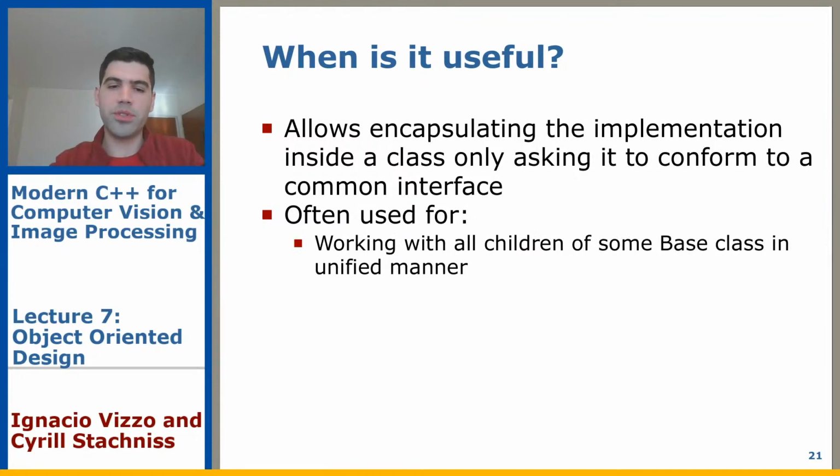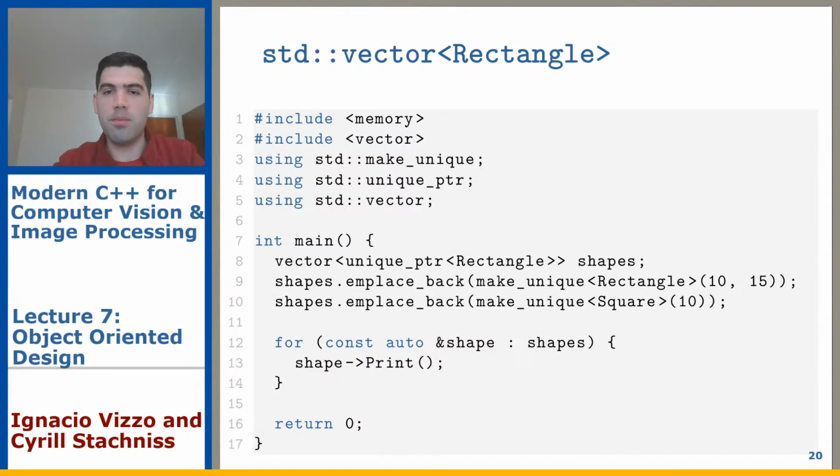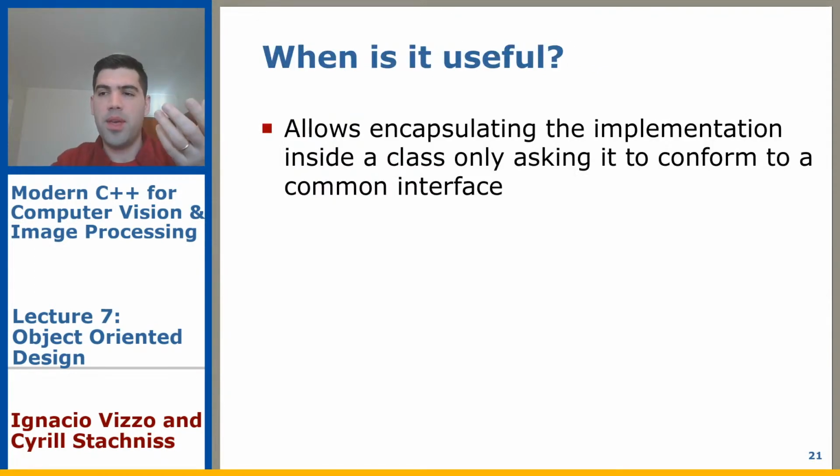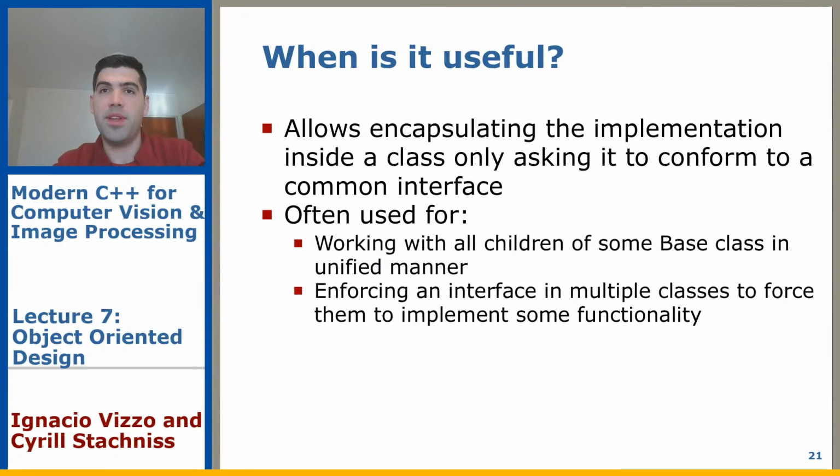It's often used also for working with children of some base classes in a unified manner. So if you go back, with shape print, you basically are calling members from the base class and children classes or derived classes in a unified manner. So you use the same syntax, and this usually avoids the mess that a C programmer will do. Like, if this type is this type, then do this. If not, do this. And maybe you can do this. It's a mess. You have a unified manner of working with different types.